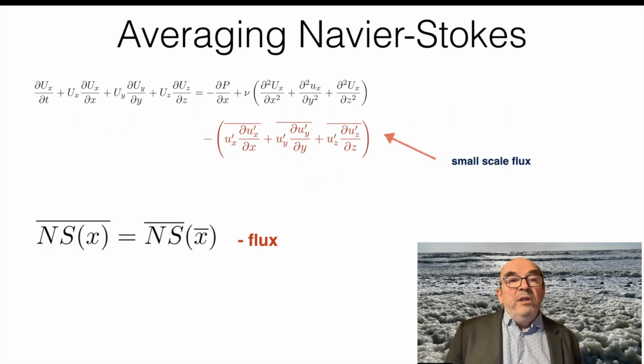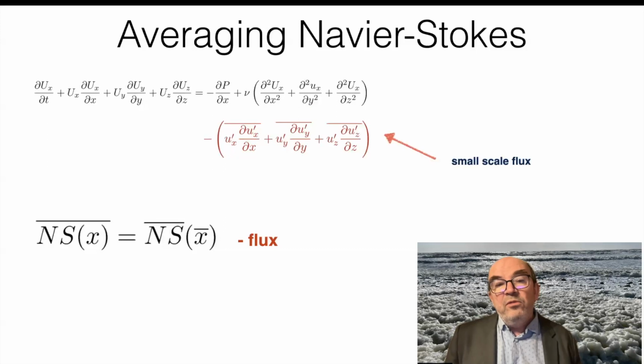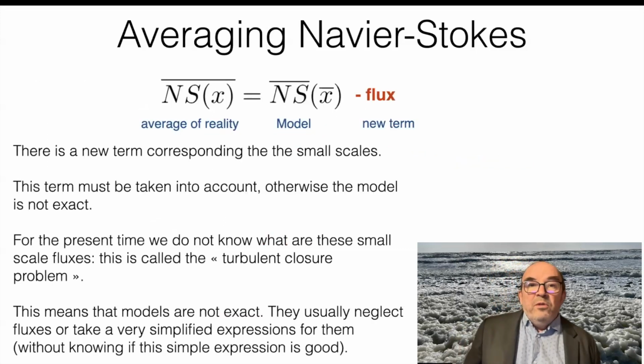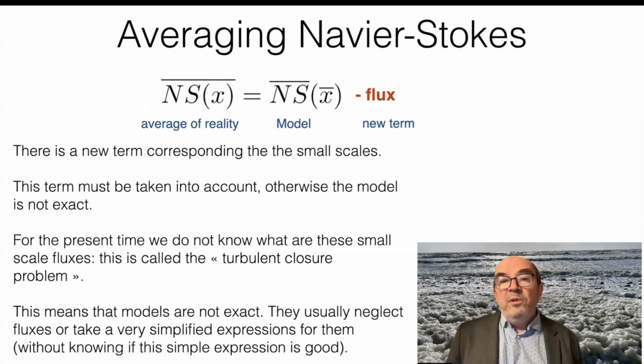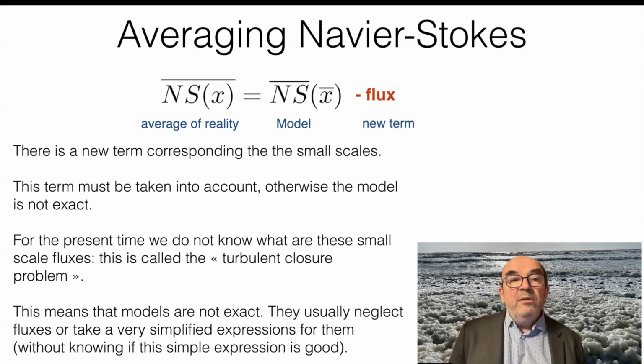So when we apply this to the Navier-Stokes equation, of course I don't give the details here, we obtain a new term, which is given here in red. It's called the small scale flux. So the solution is that we can model this, but we need to add a flux. Finally, we can say that the average of reality is the model plus a new term, which is a flux. This new term corresponds to the small scales. It must be taken into account, otherwise the model is not exact.